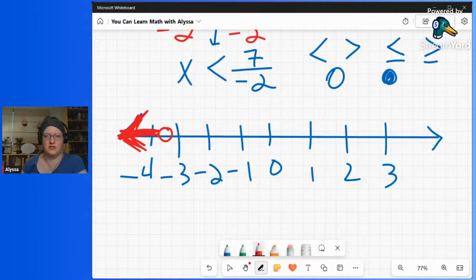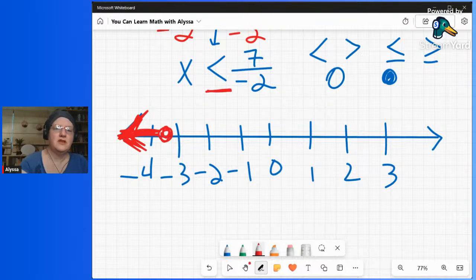Because it doesn't include -7/2. It goes right up to it, but it doesn't include it. If this had been less than or equal to, then you shade that in.